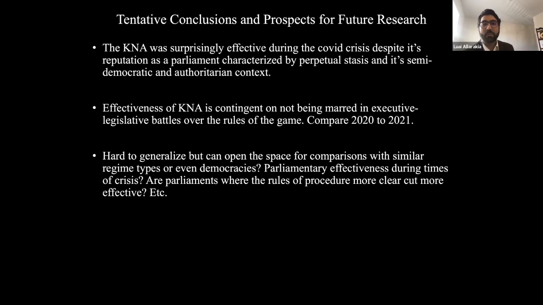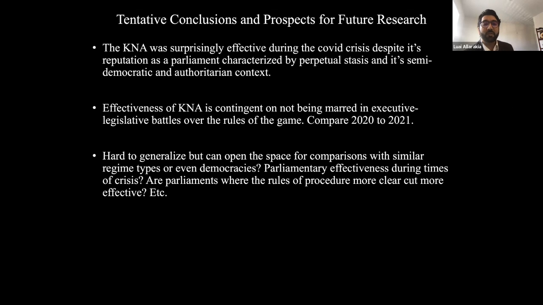Why do I say this? Well, because the several laws that provided serious relief for citizens during the most extreme phase of the COVID crisis, which is 2020, were actually passed. So that leads me to say that it was fairly surprisingly effective. Why? Because the reputation of the KNA globally is of a parliament that is in perpetual stasis. There's always executive-legislative deadlock.